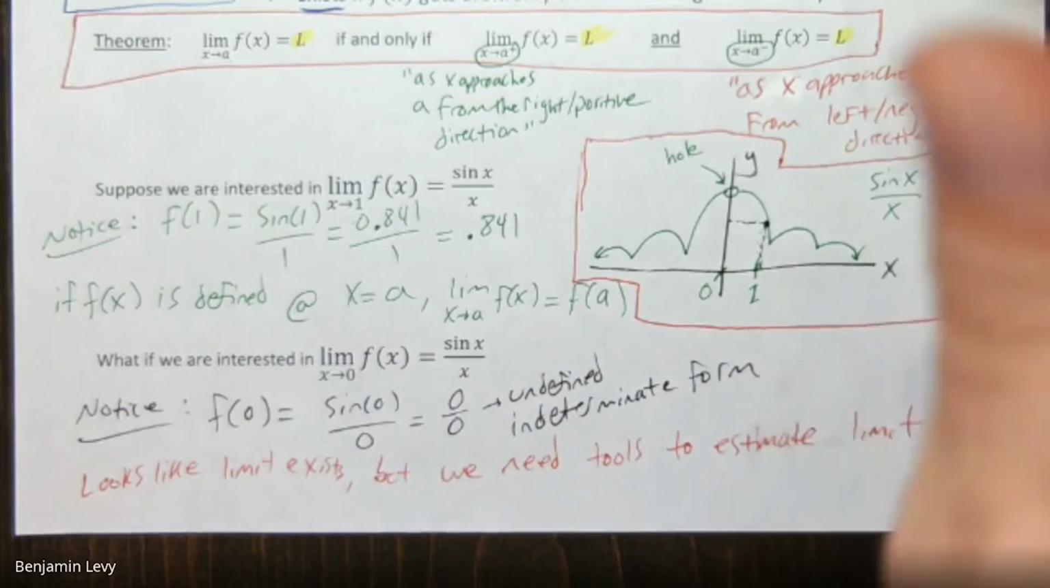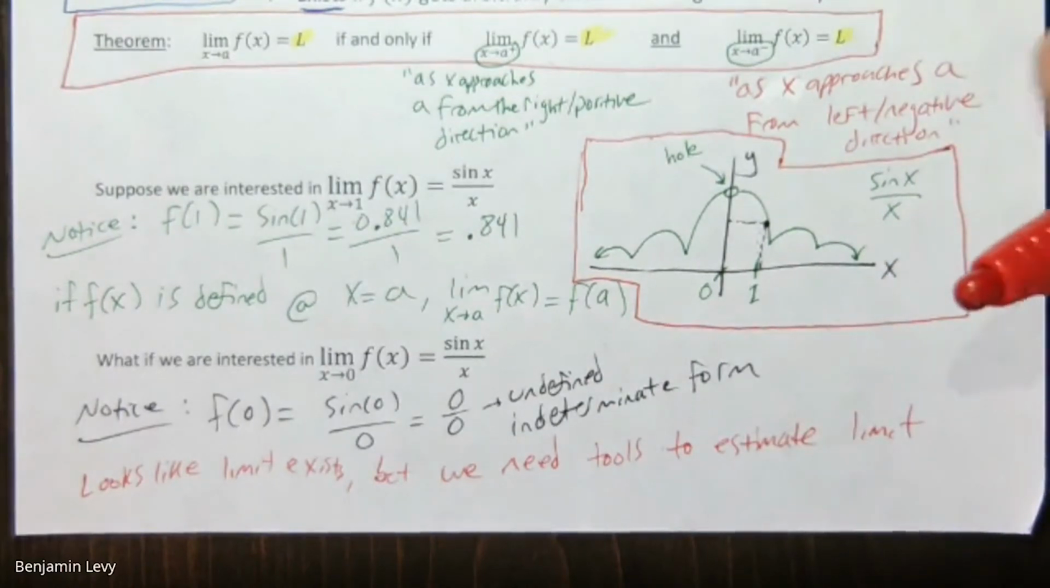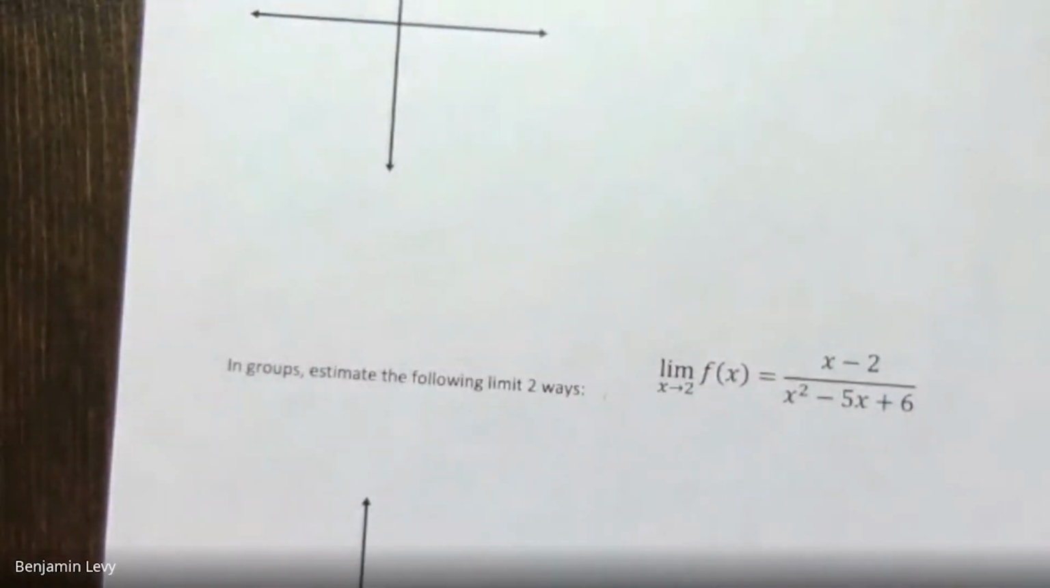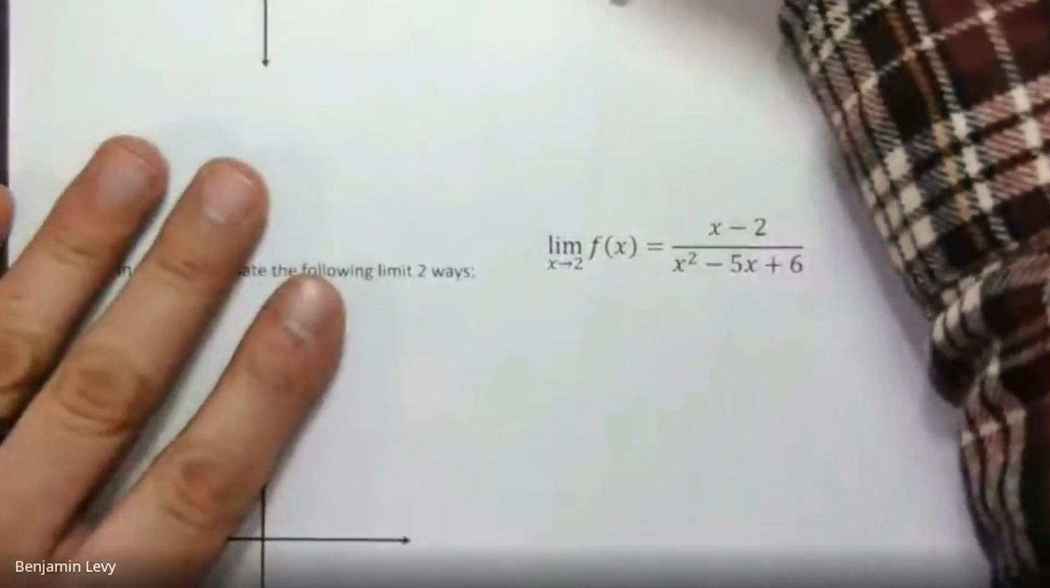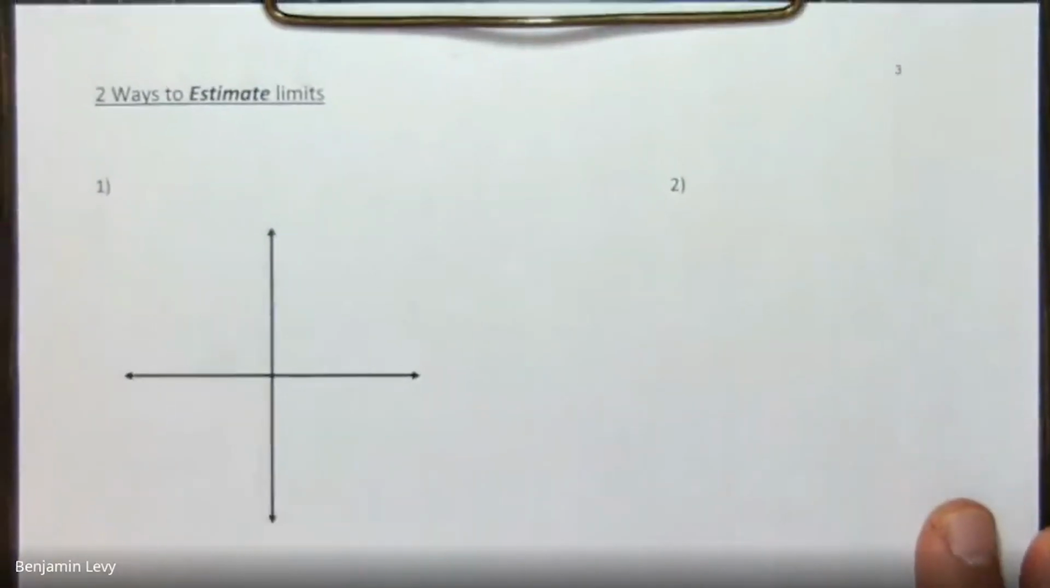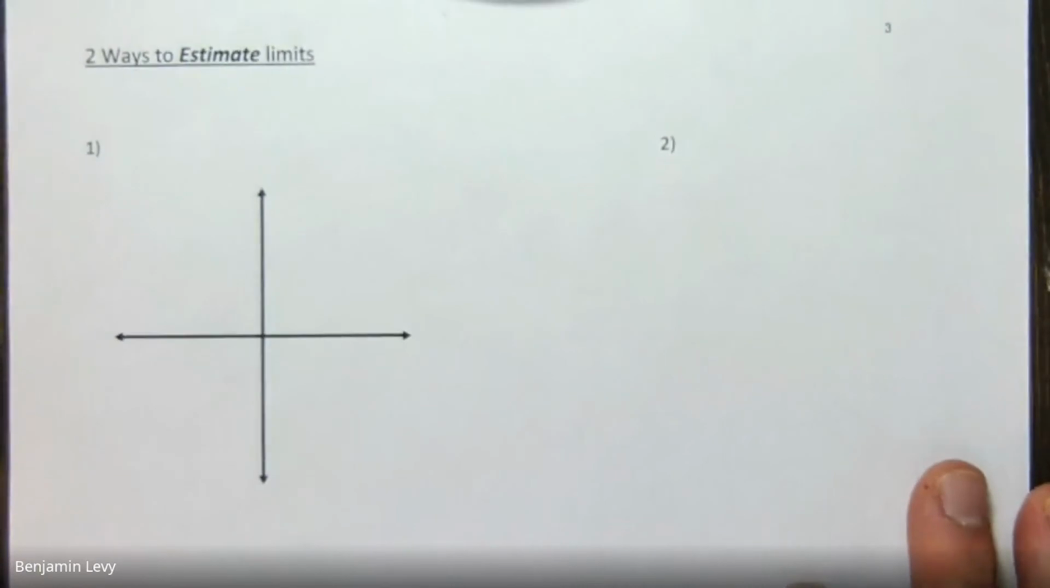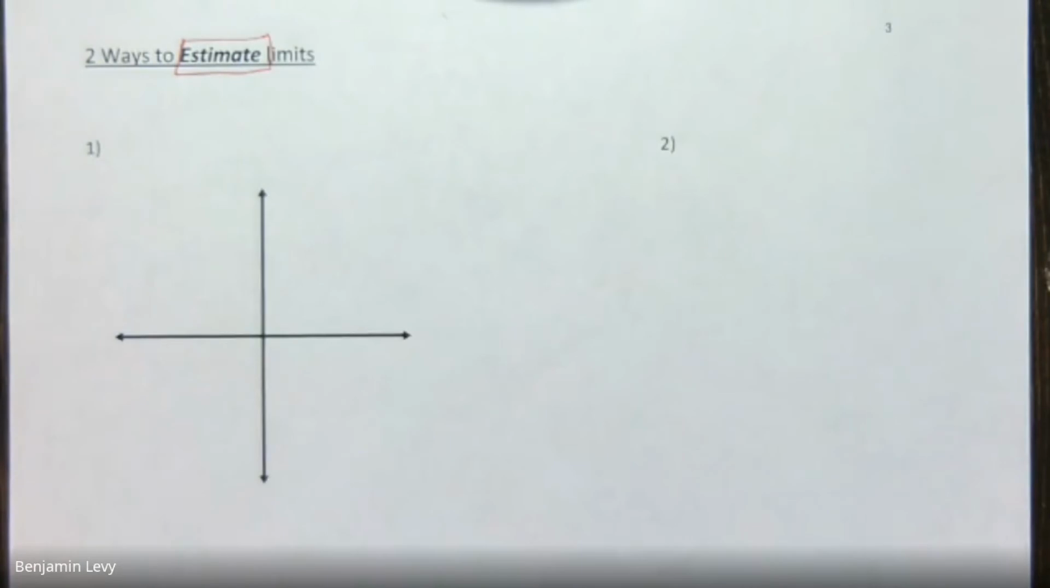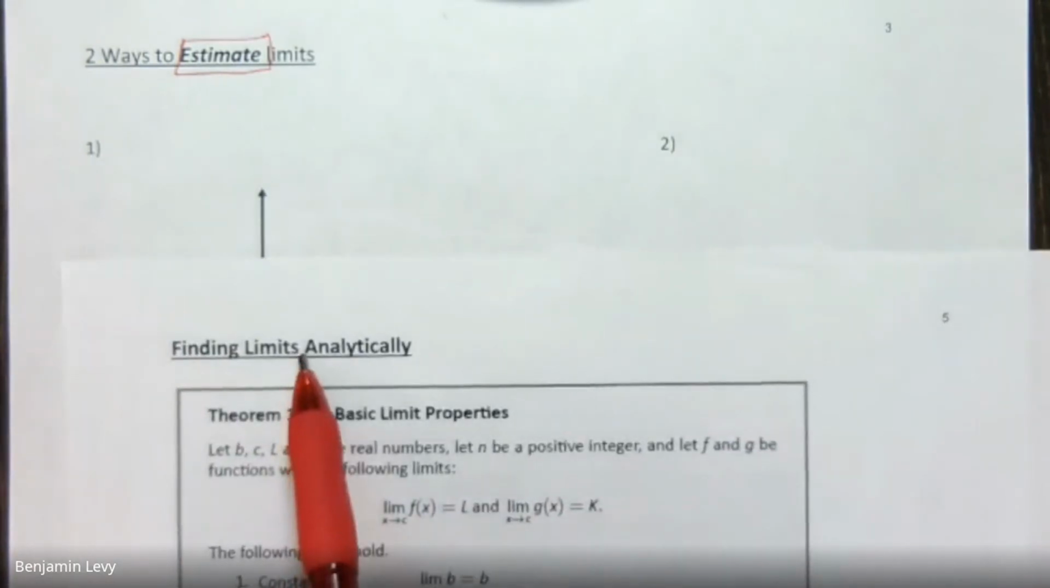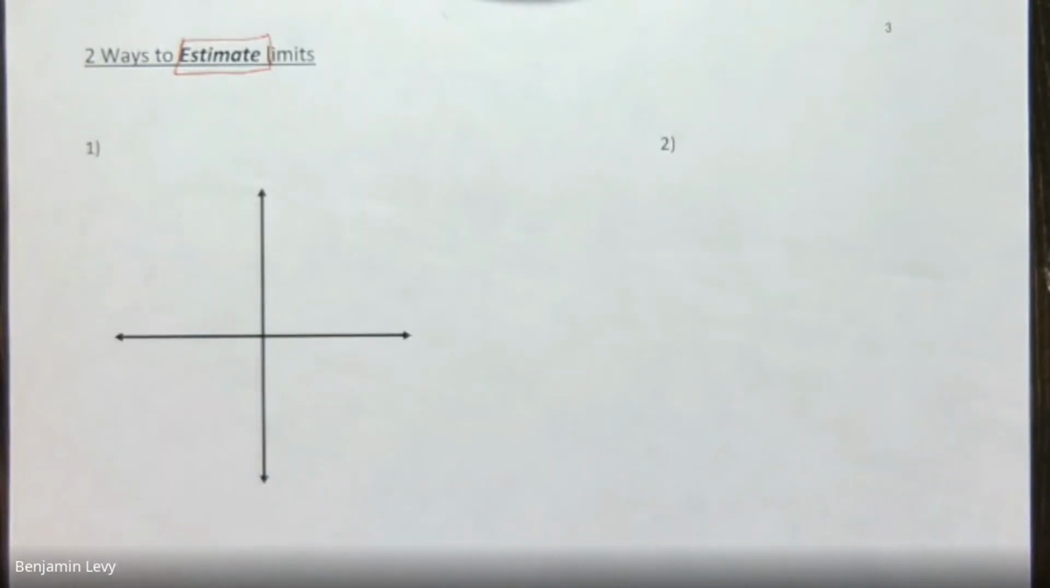All right, so there are 2 ways to estimate limits on the next page. And estimate is the key word on this page. We're just trying to estimate them, right? We're not necessarily calculating them exactly here. If you look 2 pages from now, we'll look at finding limits analytically, which means getting an exact value. But to keep driving the point home about what a limit is, and to give you some tools to start thinking about to estimate them, let's look at a couple examples.